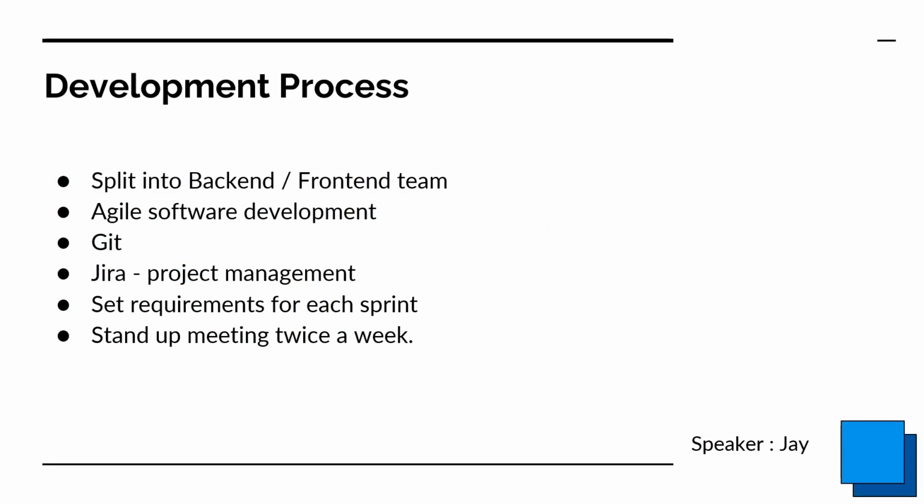This is how we developed front-end and back-end components. Our team split into two teams, back-end and front-end team. We use the Agile software development method, and we use Git for the version control system, and we use Jira for project management. On Jira, we set a certain requirement for each sprint to reach the sponsor's requirements. And we had a regular stand-up meeting twice a week.